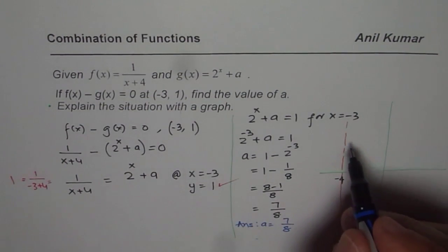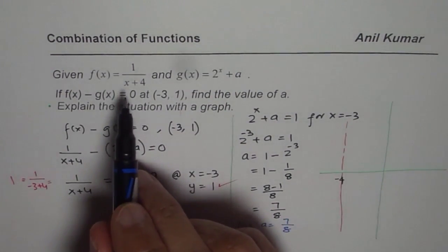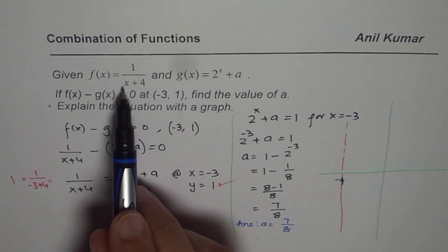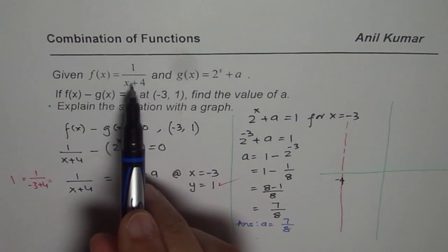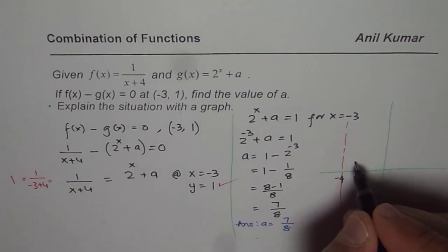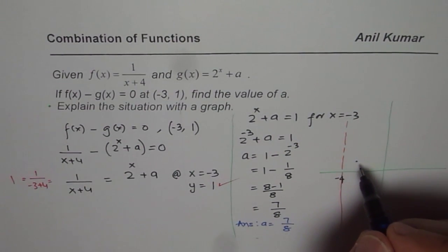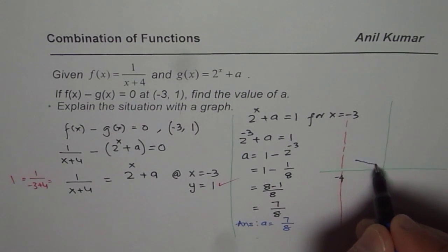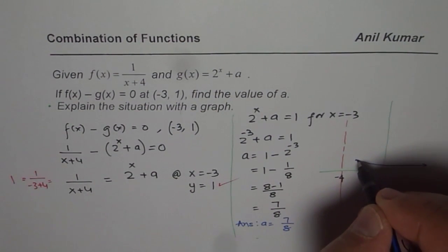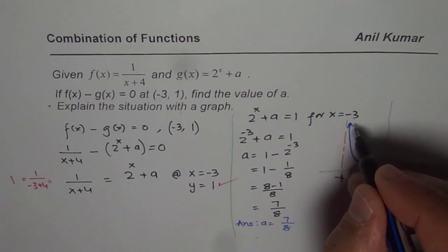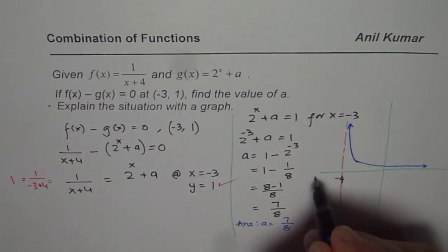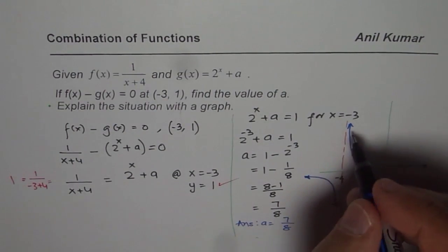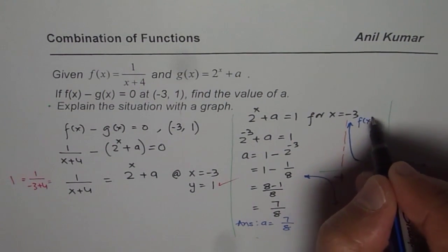This particular function should be kind of like this. If I write -3 here, then it is going to be plus 1. So at -3 it is going to be plus 1. And if I do 0, I get 1/4, a very small value. So the graph is kind of like this. This is how the reciprocal function translated 4 units to the left looks. So we have a graph of this function, which is f(x) for us.